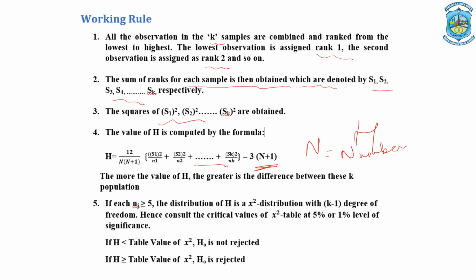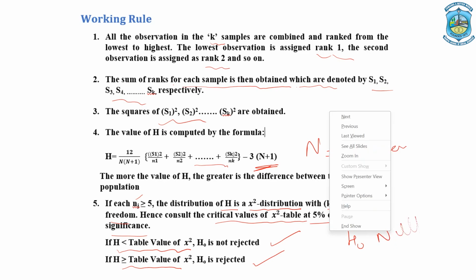Now the next step is if each n is greater than or equal to 5, the distribution of H is a chi-square distribution with k minus 1 degrees of freedom. Hence, consult the critical value of the chi-square table at 5% or 1% level of significance. So for the Kruskal Wallis test, we will use the chi-square table to draw interpretation. If your H value is smaller than the table value of chi-square, your null hypothesis is not rejected, and if your H value is greater than or equal to the table value of chi-square, then your null hypothesis is rejected. Here H0 is denoted for the null hypothesis.